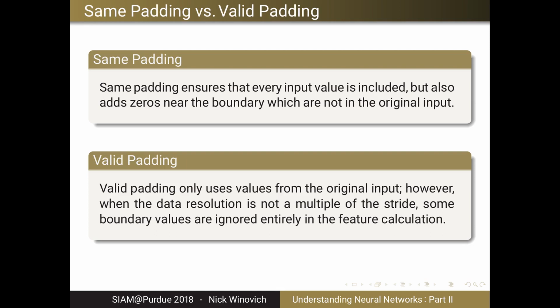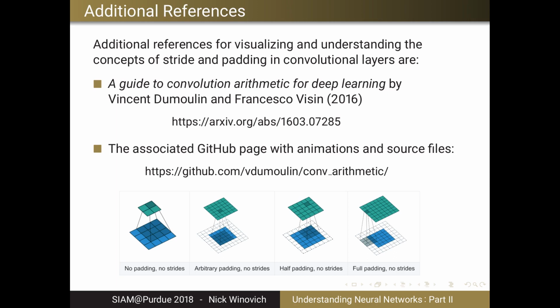And then valid padding has the advantage that it only uses the original input, but the disadvantage that it may not use all of the values. So in the case of adding stride, you may get to a position where there's still a few values left in the row, but you can't move over without running off the edge. And so it will not take into account those values in that situation.